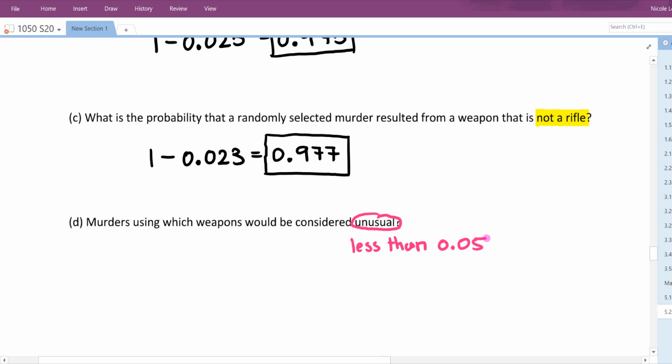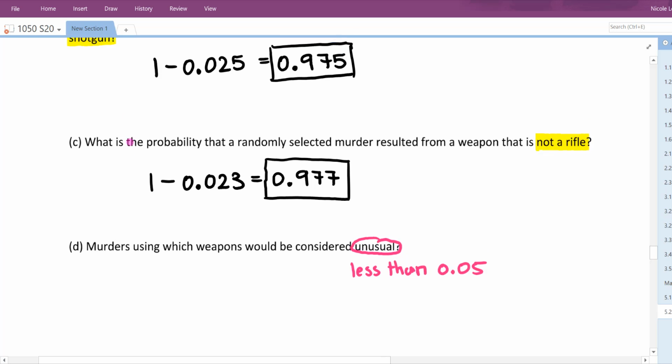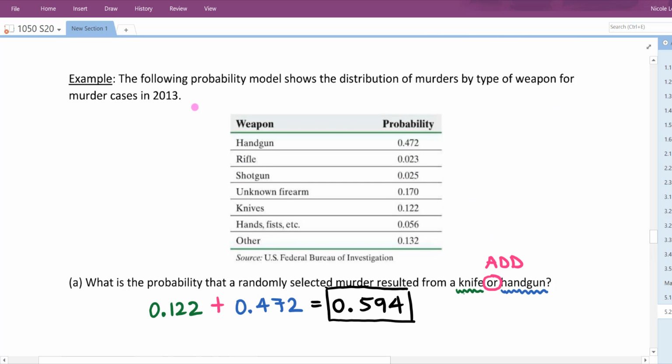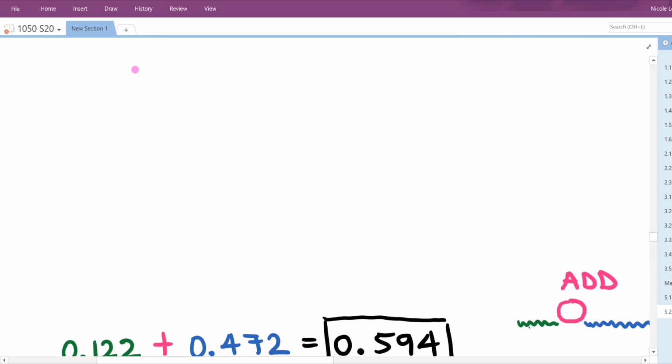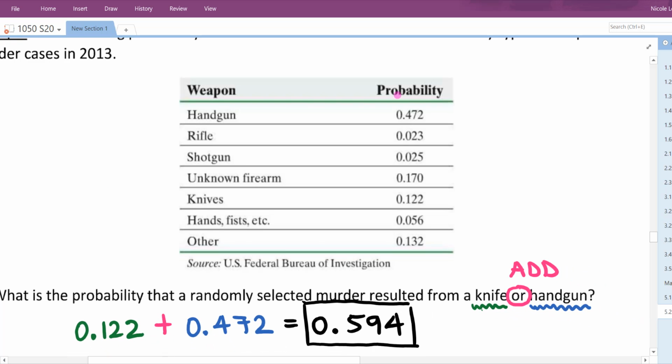So if we're trying to see which weapons, if any, would be considered unusual, we're just going to go through the table, and any weapons that have a probability less than 0.05, less than 5%, would be considered unusual. So let's see if we have any. Looking at our table, trying to find anything that has a probability of less than 0.05. Well, we have this probability that's less than 0.05.